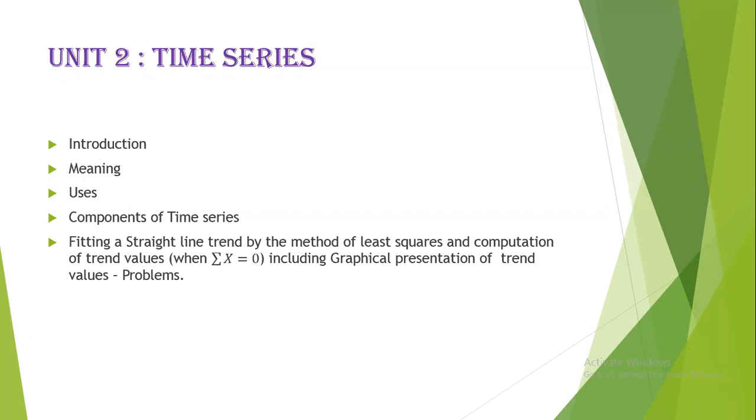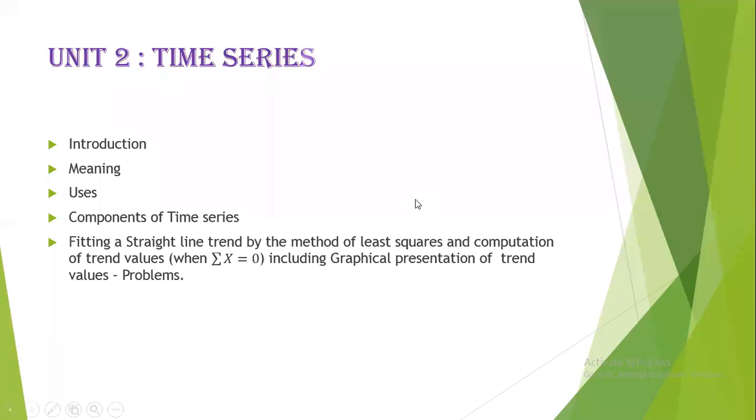That is given in the fifth point: fitting a straight line trend by using the method of least squares and the computation of the trend values, sigma x equals 0, including graphical presentation of the trend values. Here they give a 14 marks problem. So in this unit they give a 14 marks problem. Here in time series the most important method you should remember is the least square method.